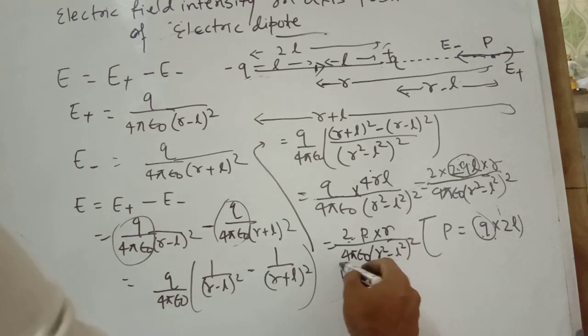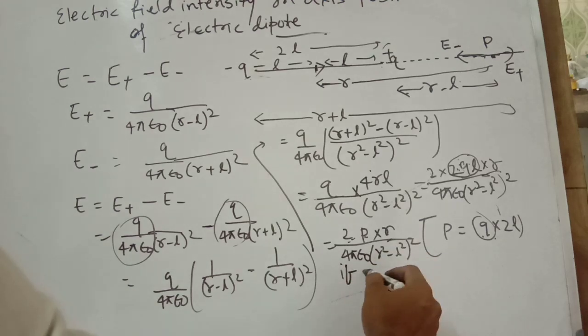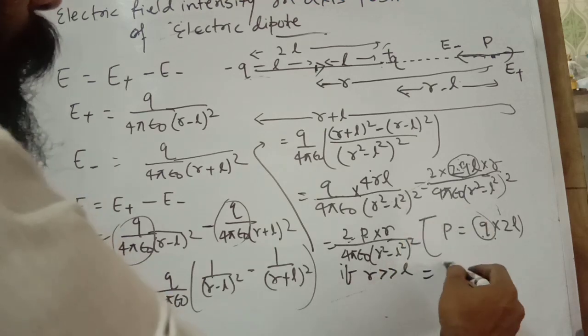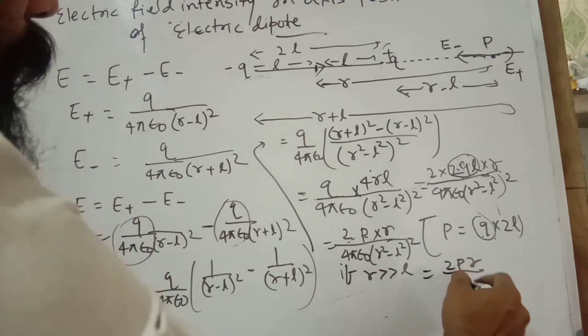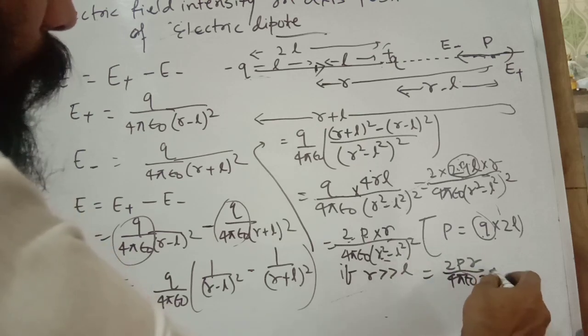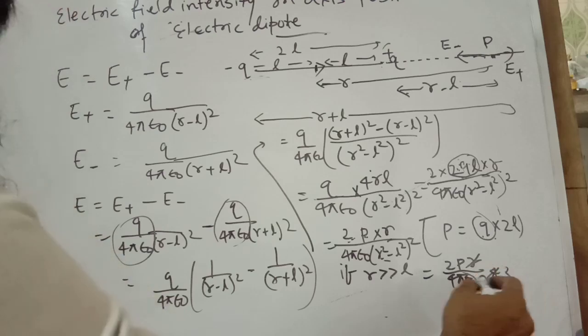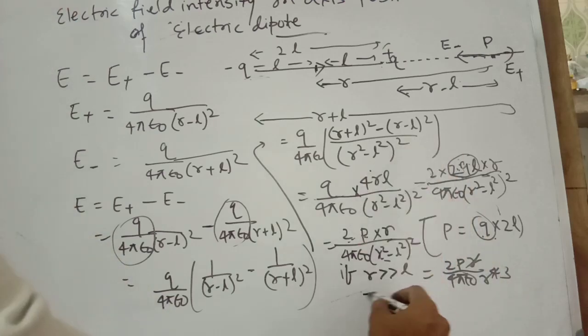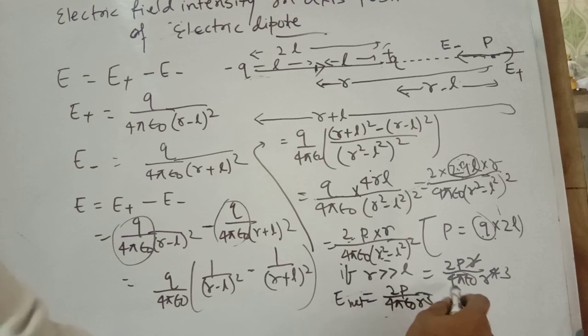Now let us consider a special case: if R is much greater than L, so you can write what? 2PR over 4 pi epsilon naught, R to the power 4, so it will become 2P over 4 pi epsilon naught R cube. So E net in total is 2P by 4 pi epsilon naught R cube.